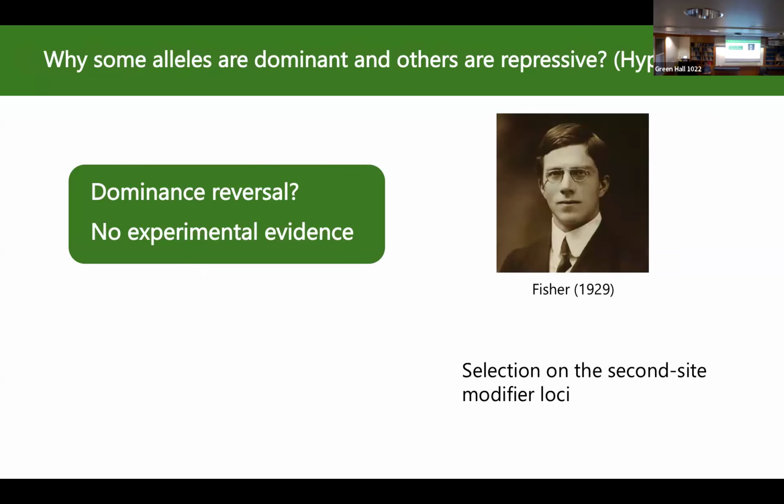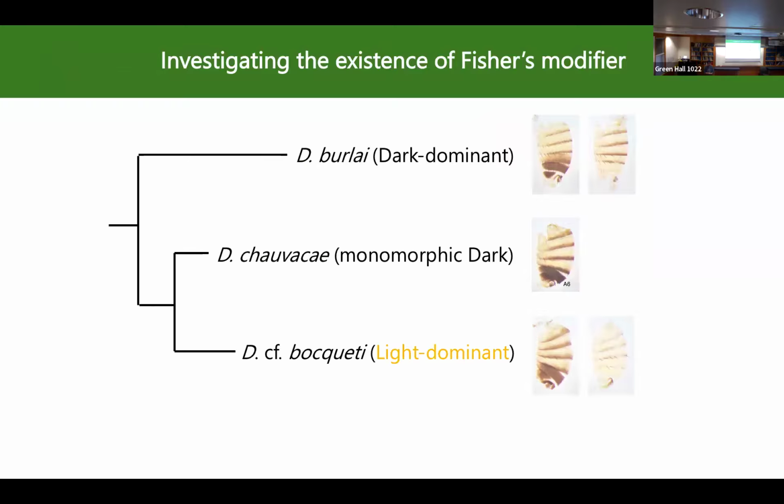However, there's no experimental evidence to show that dominance is reversed by the evolution of Fisher's modifier. So I investigated the existence of Fisher's modifier by using these three species. One is a dark dominant species, one is a light dominant species, and this species is the sister species of these two, and it's a monomorphic dark species.